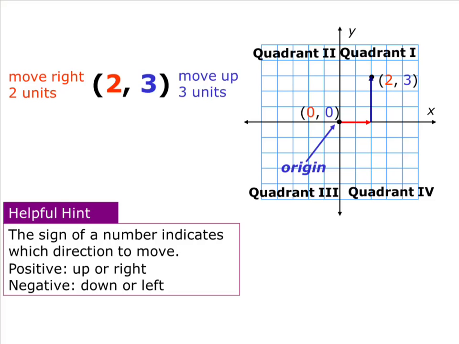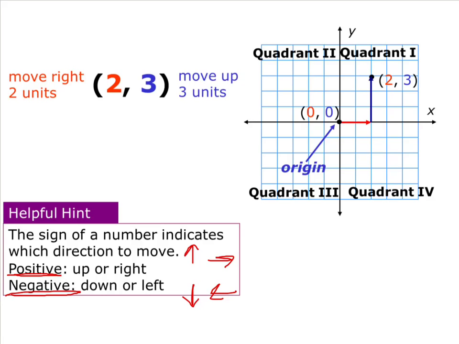Alright, let's take a look at what we're talking about. Our hint here says the sign of a number indicates which direction you move. Positive is going to be up or to the right. And negative is going to be down or to the left.